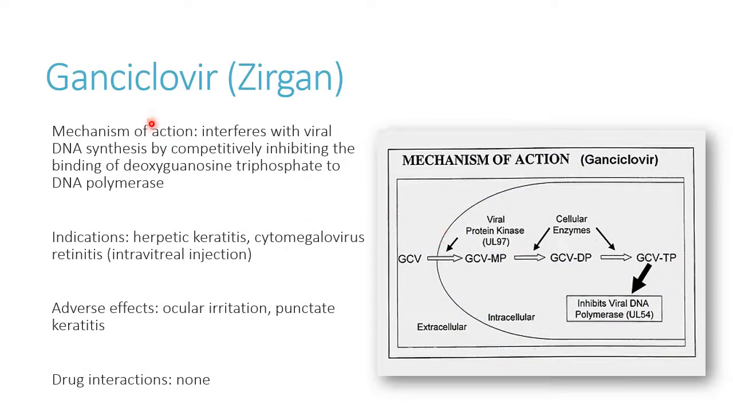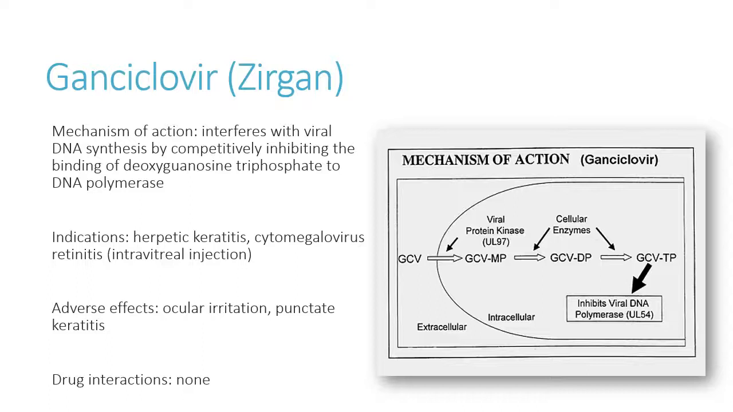The other one, ganciclovir, is again going to be incorporated into the viral DNA, with a similar mechanism, just a little bit different chemical structure here. Now this one does get used for things like herpetic keratitis and cytomegalovirus retinitis, which is going to be the most common place you'll probably see this used, and this is going to be an intravitreal injection, right? So this is one of those implants we actually put directly into the eye itself, and that's nice because it allows for a good long-lasting release of drug over a long period of time.